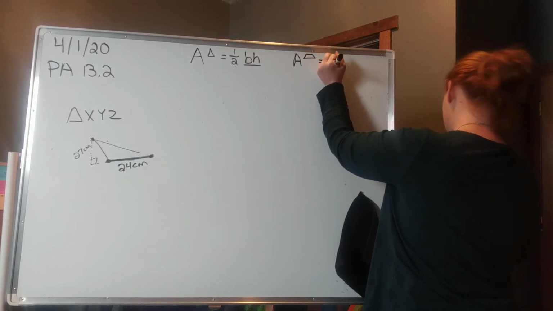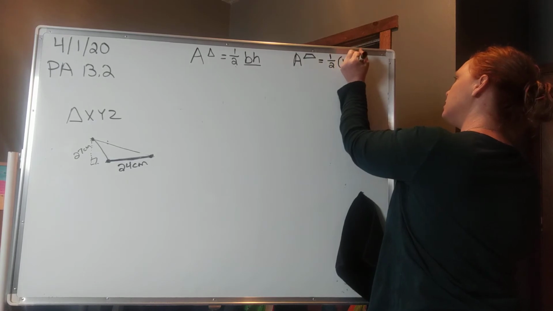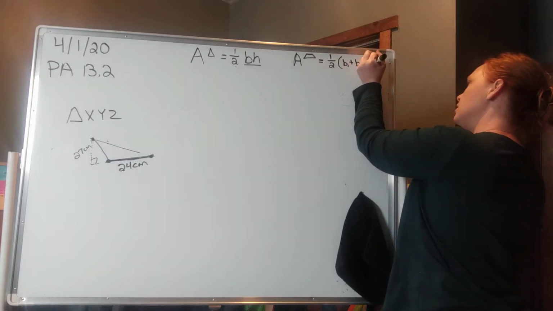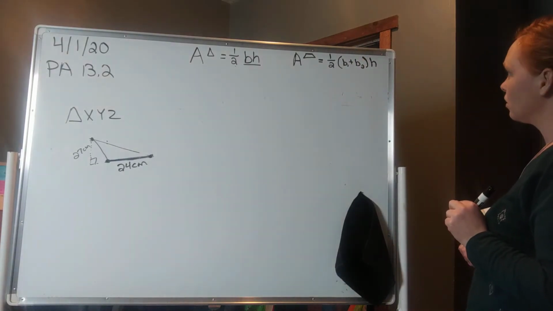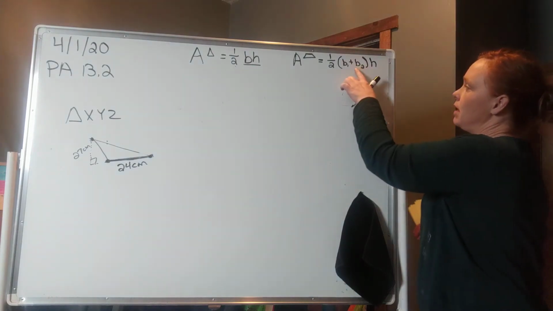The area equals 1/2 of base 1 plus base 2 times the height. Okay? Base 1 and base 2.